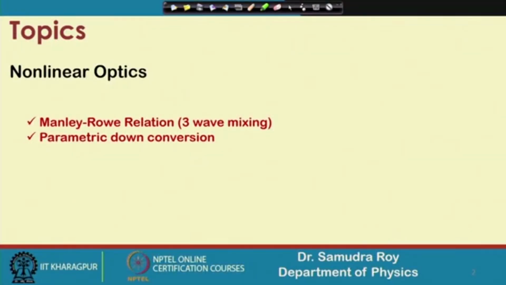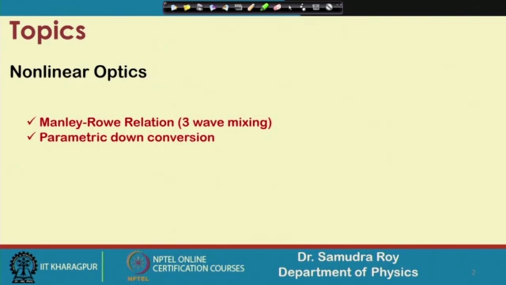So, today in the lecture we have two very important topics. One is the Manley-Rowe relation for three-wave mixing. This relation we have already discussed in detail when we were discussing the second harmonic generation process. So, again this equation will come into the picture when we deal with three-wave mixing. This is the general form of the second harmonic generation.